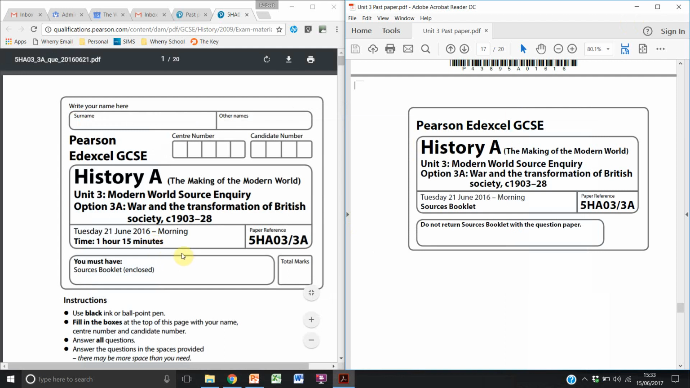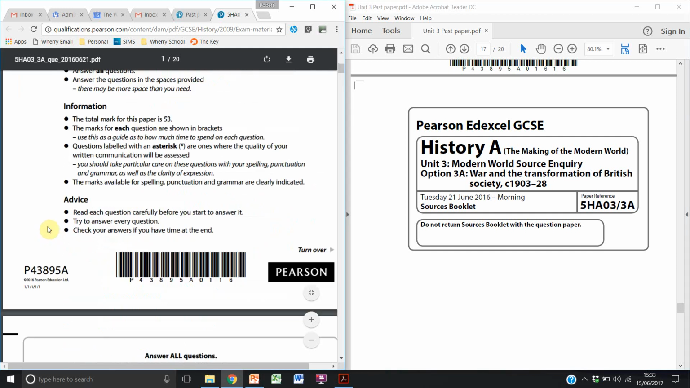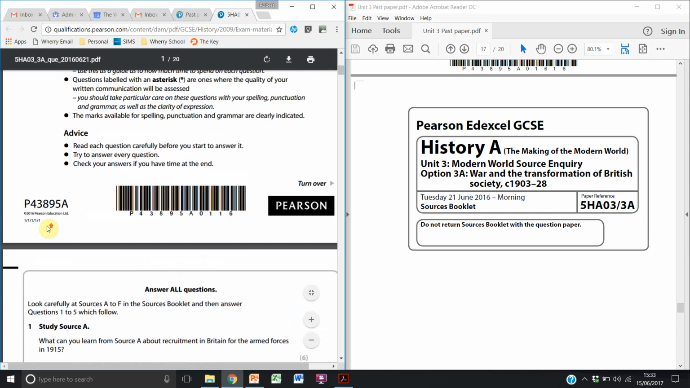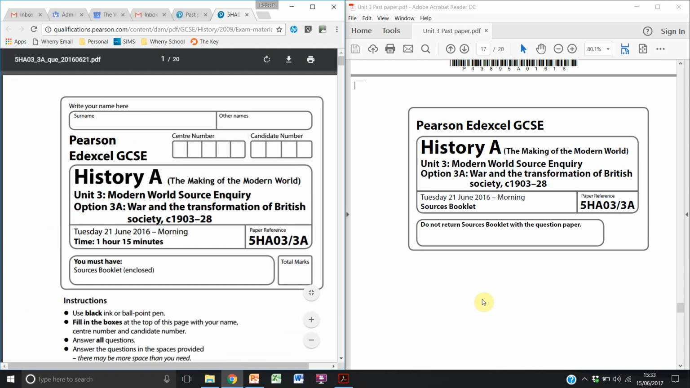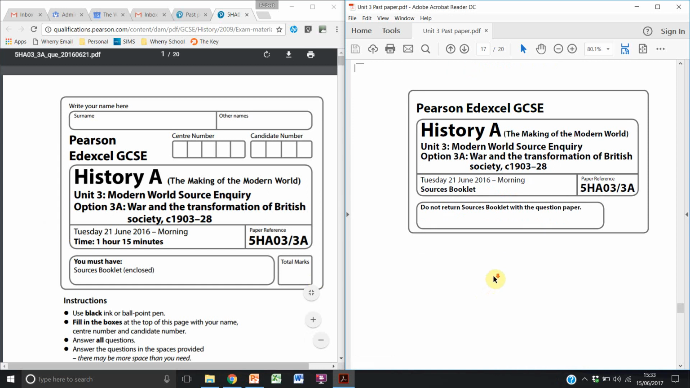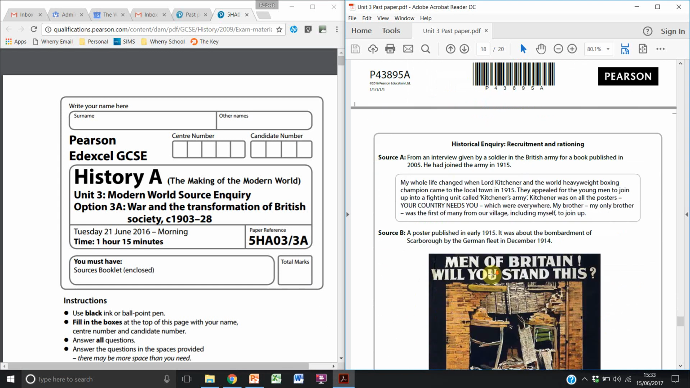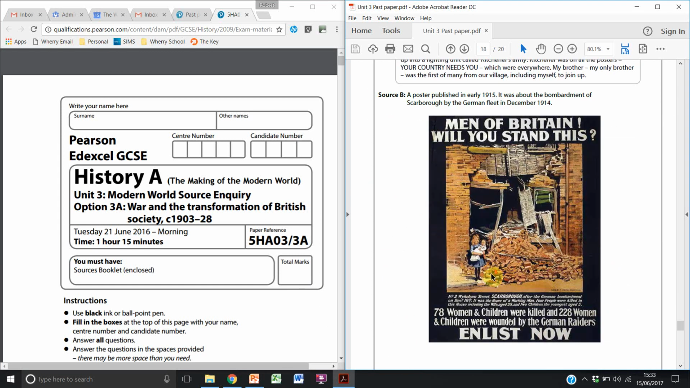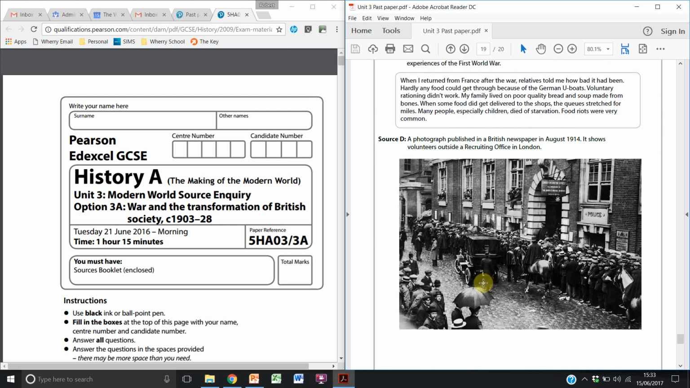Okay, so for this paper you will have 2 booklets to use. You will have a booklet like the one on the left, and this is the booklet that contains the 5 questions. And then you'll have a second booklet which is much smaller, and that contains the various different historical sources that you need to answer the different questions.